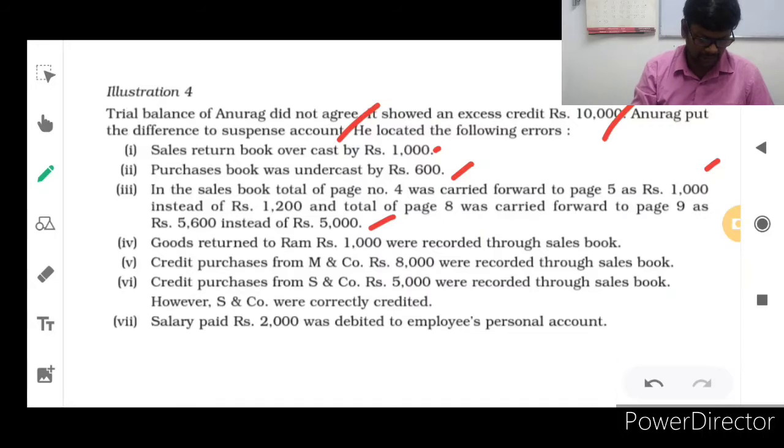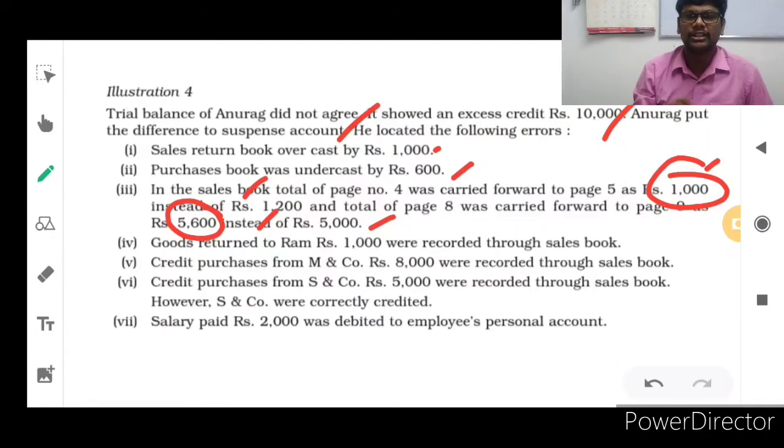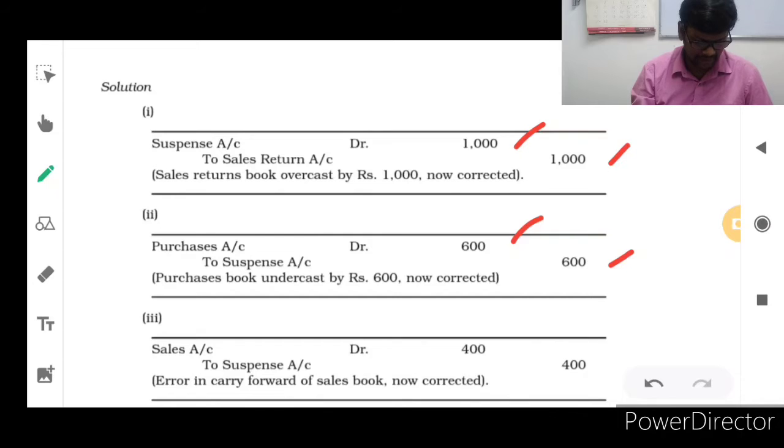So anyway, both are affecting only the sales book, isn't it? In the first one, 200 rupees less, and in the second one, 600 rupees more. So 600 minus 200 is equal to 400 rupees extra. That 400 rupees should be compensated. For that, sales account should be debited, because sales account is overcast now, and the opposite side is suspense account, 400 rupees. Can you get my point?